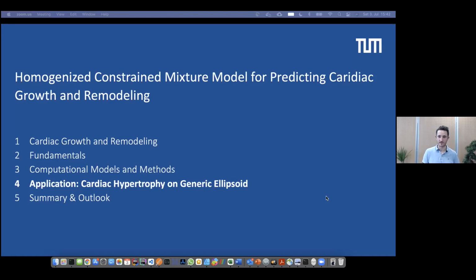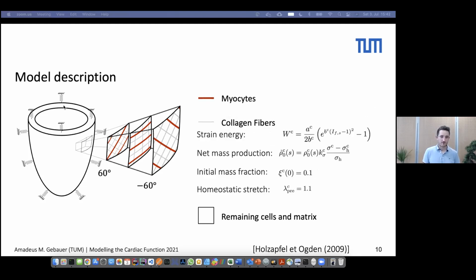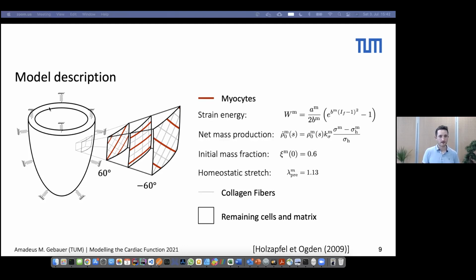So let's come to the application. I applied this model on a generic ventricle. We see that here it is loaded by, sorry, let's go back. We have here omnidirectional springs on the base and springs just in normal direction on the pericardium. And we have, like in cardiac mechanics, a very usual fiber distribution of -60 degrees at the epicardium, that smoothly transits to +60 degrees at the endocardium.